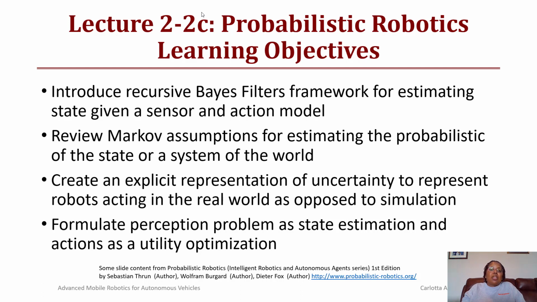We will review using Markov assumptions for estimating the probabilities of the states for a system or the world. And we will create an explicit representation of uncertainty to represent a robot acting in the real world, as opposed to a simulation, which we know would not have challenges or uncertainty. And we will formulate the perception problem as state estimation and actions as a utility optimization.